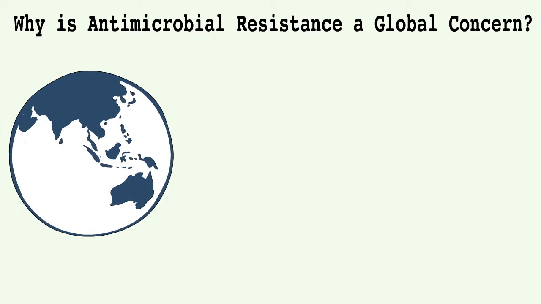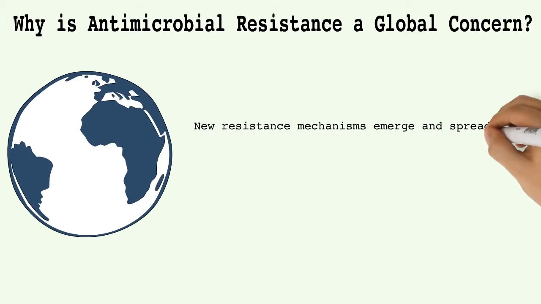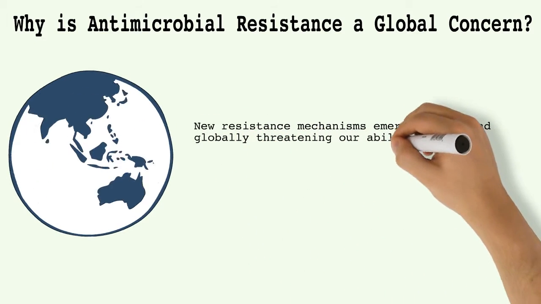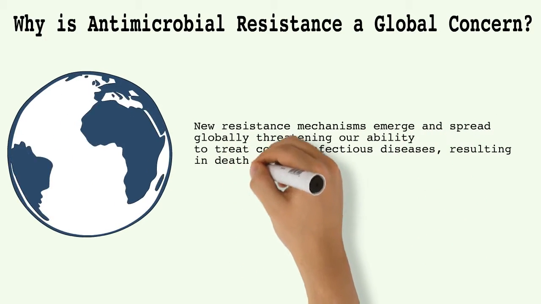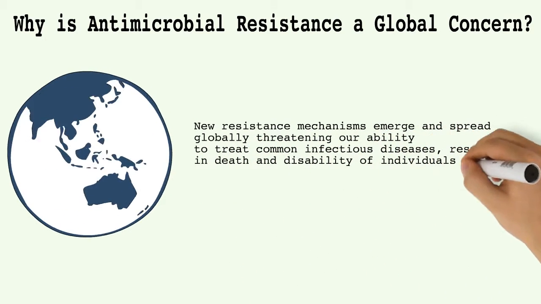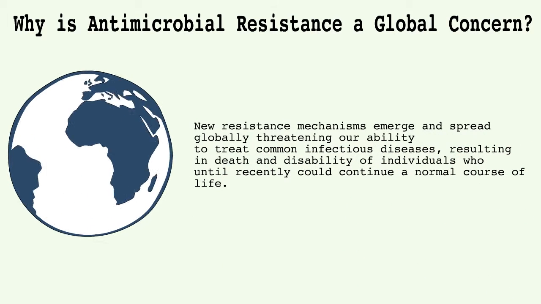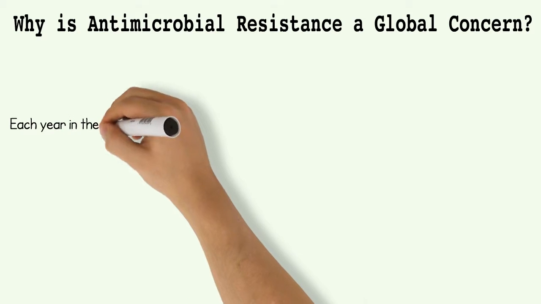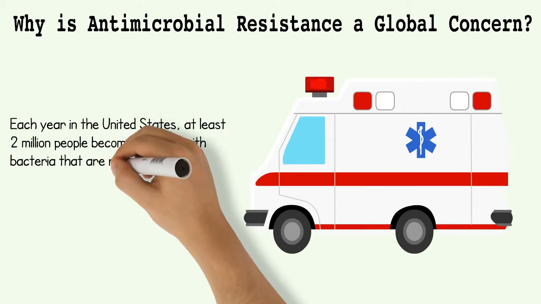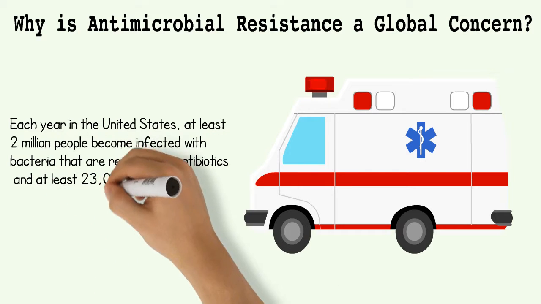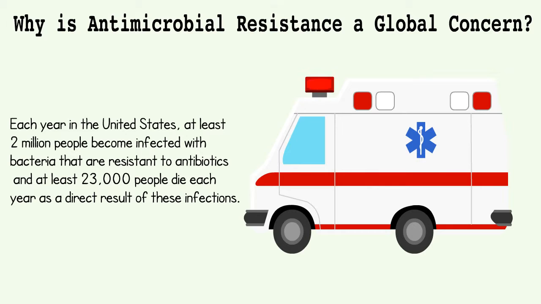So you may be asking, why is antimicrobial resistance a global concern? It's a global concern because new resistance mechanisms emerge and spread globally, threatening our ability to treat common infectious diseases, resulting in death and disability of individuals who until recently could continue a normal course of life. Each year in the United States, at least 2 million people become infected with bacteria that are resistant to antibiotics, and at least 23,000 people die each year as a direct result of these infections.